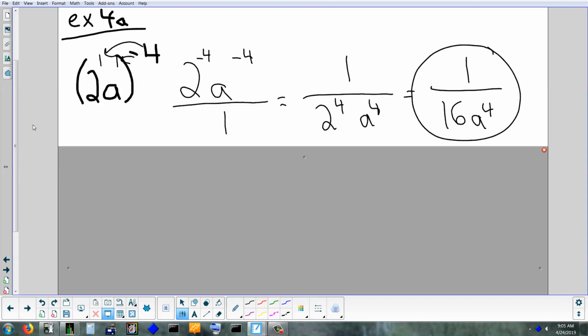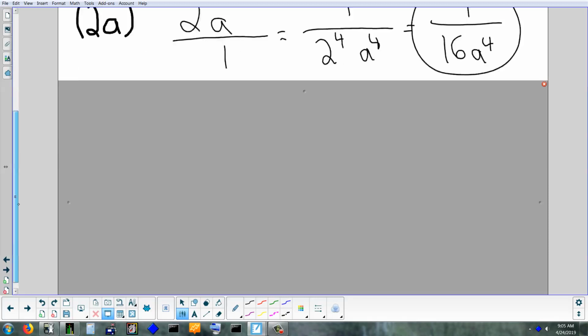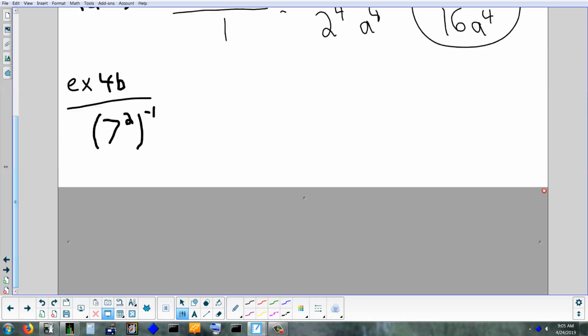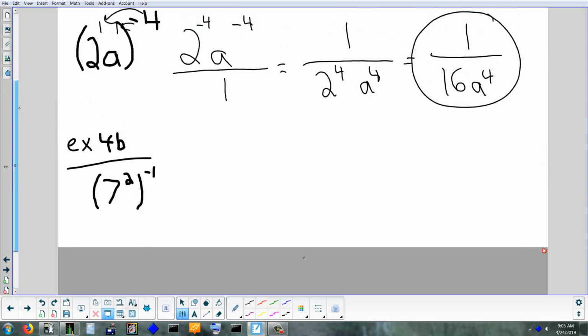That's your final answer. All right? This one, same type of deal. But it's a little different: this one had 2 terms, this one only has 1 term. The only real difference is that the other had a number and a letter, and this one only has a number. All right?